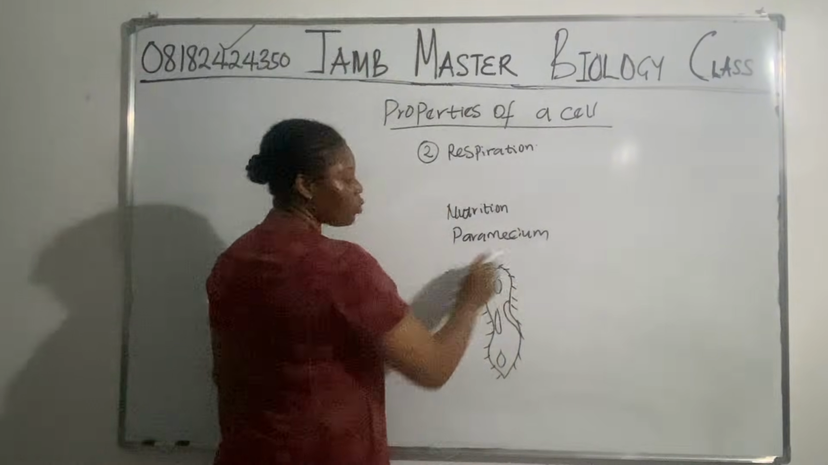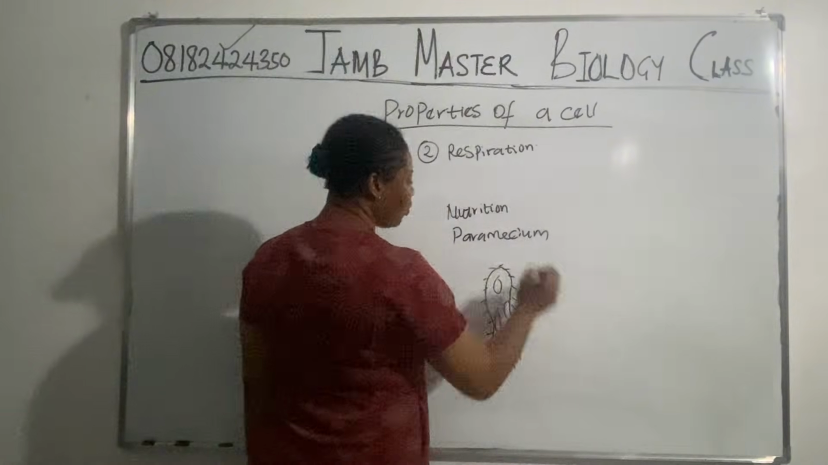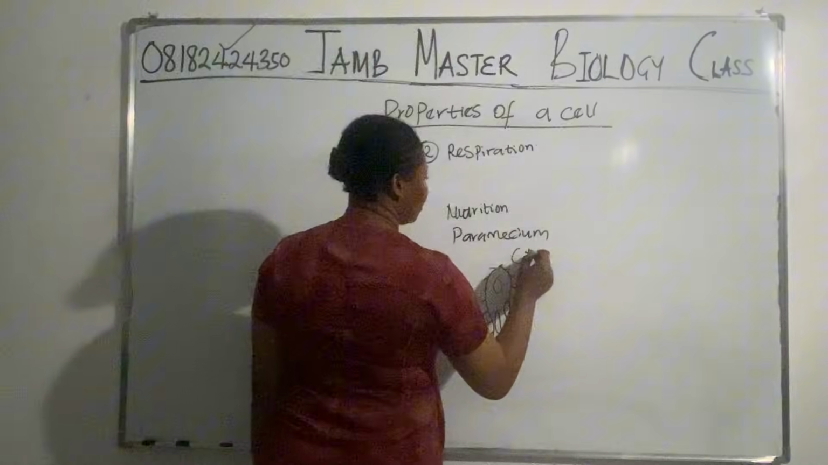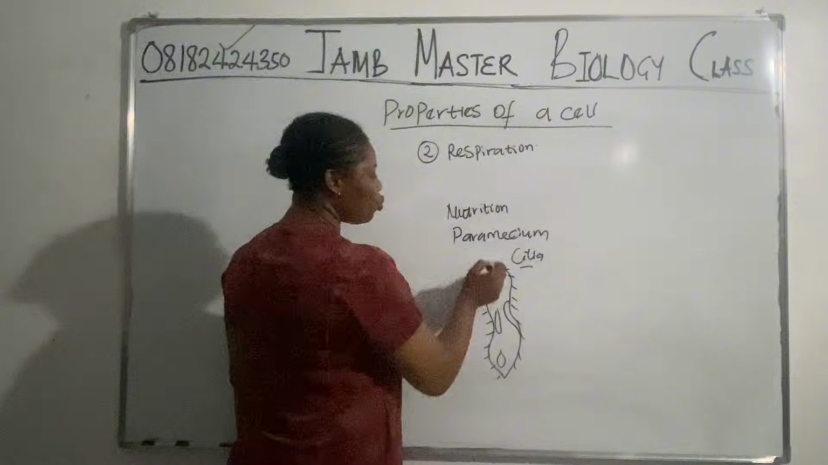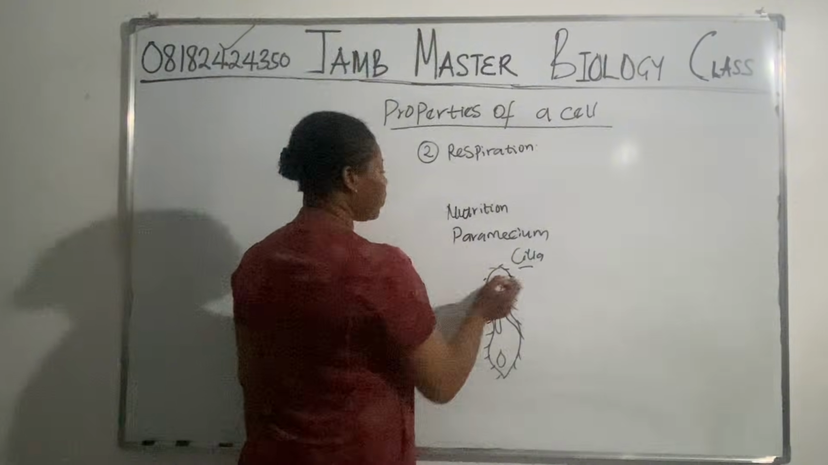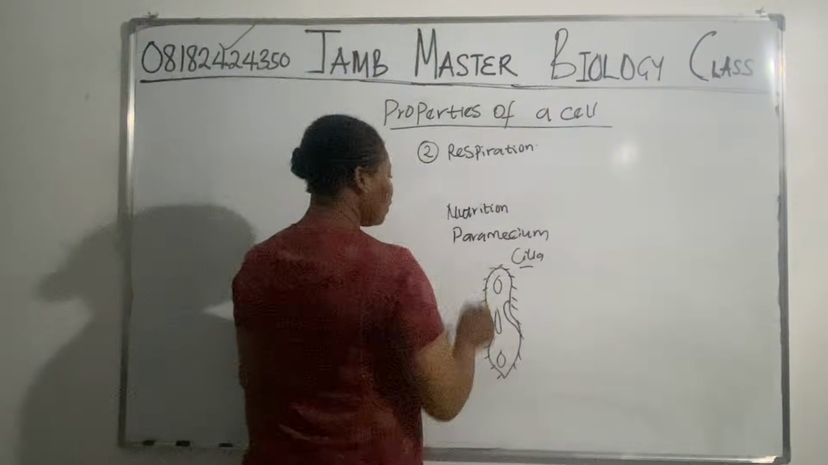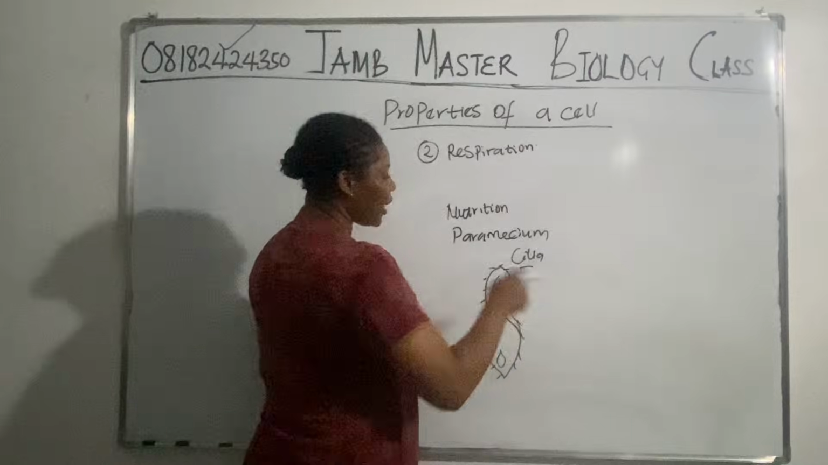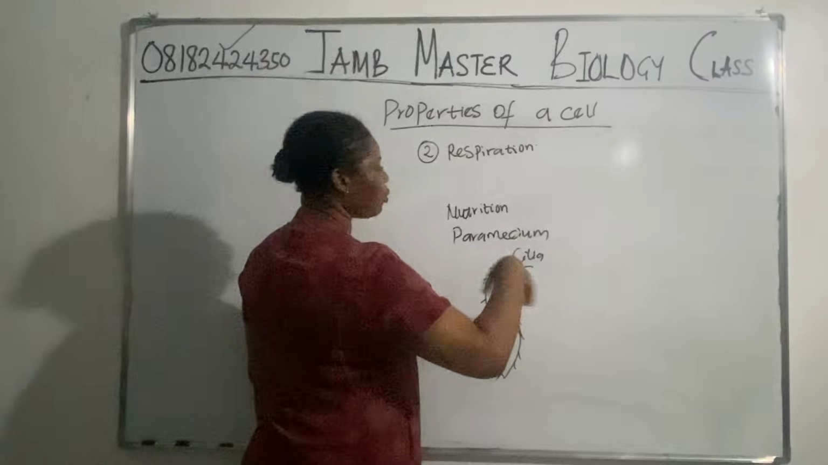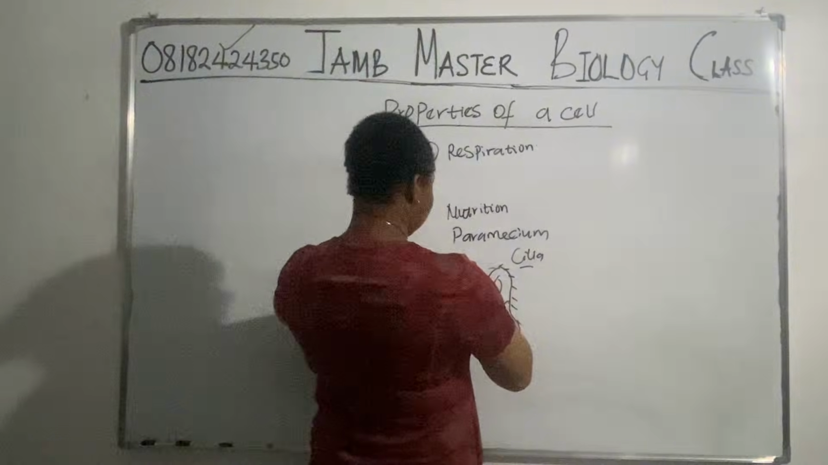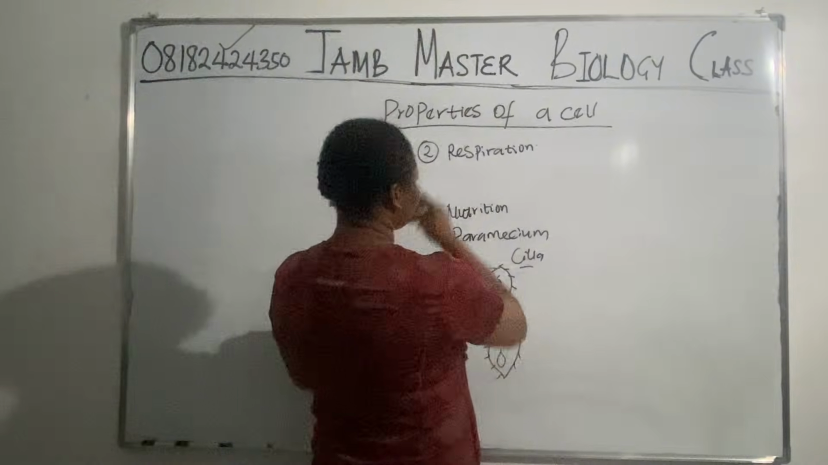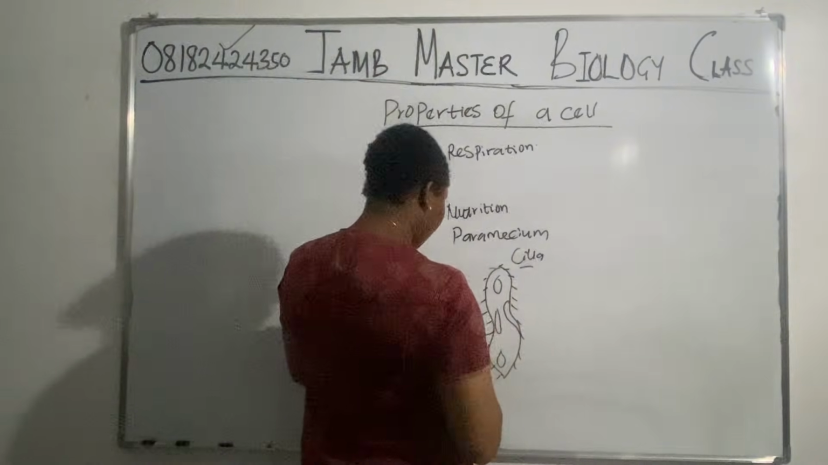So for paramecium to feed, it feeds through the help of the cilia. Remember that this cilia helps it to move. It moves through the help of the cilia. So for it to feed, it will also move through the help of the cilia for it to capture what it wants to feed on. So that's that on that. So the next we're talking about is what? Respiration. Let me wipe the board.